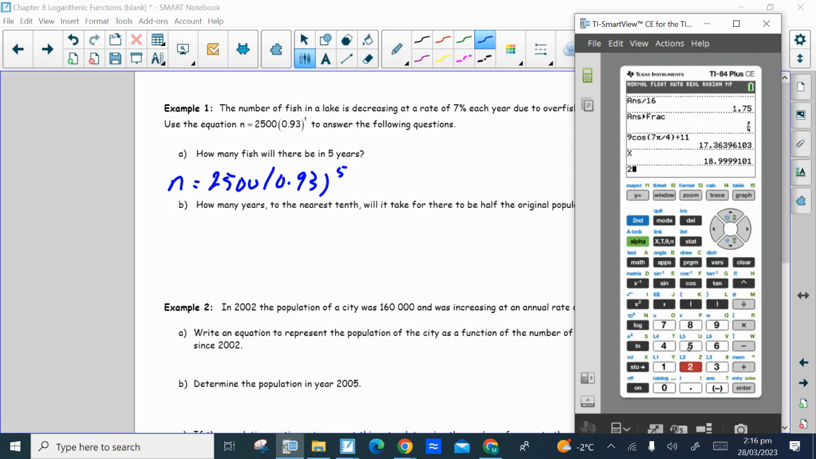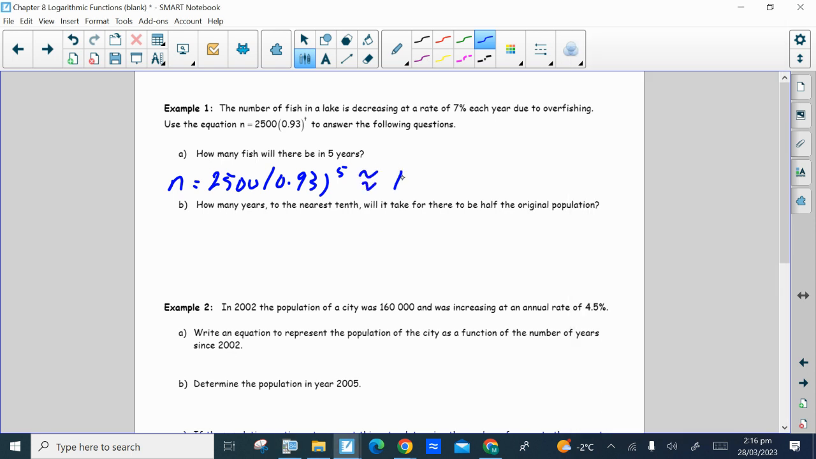So that's 2,500. You can do this in your calculator all in one step. Times 0.93 to the power 5. So there's a population of the fish, approximately 1,739 fish.